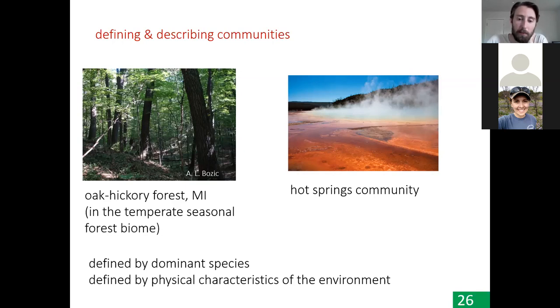You could also define communities by physical characteristics of the environment. That's sort of what we did with the lake versus the mountain. Another way would be a hot springs community versus a normal river. The water in these hot springs is flowing and contiguous with other bodies of water that are not hot springs. So calling this a hot springs community is defining it by its physical characteristics, the fact that you've got volcanic activity causing specific physical characteristics in that location.